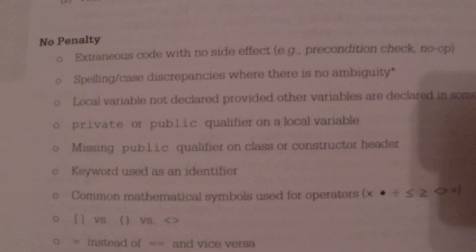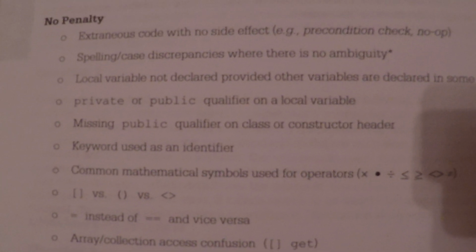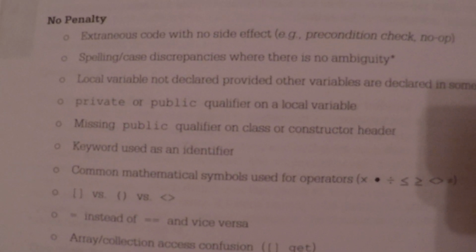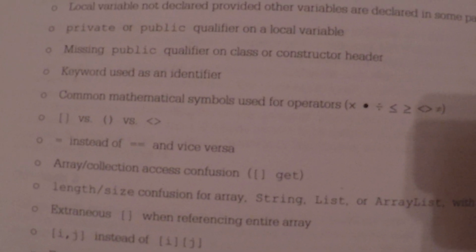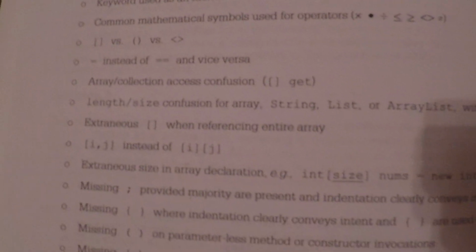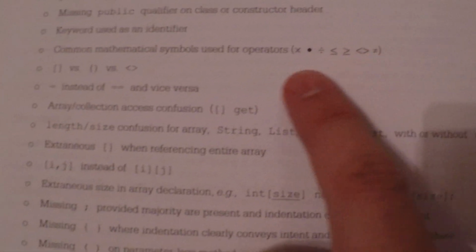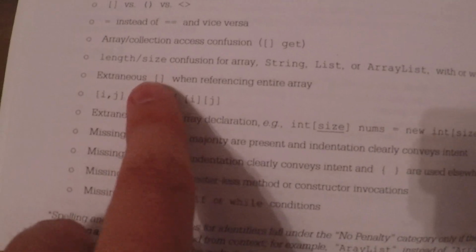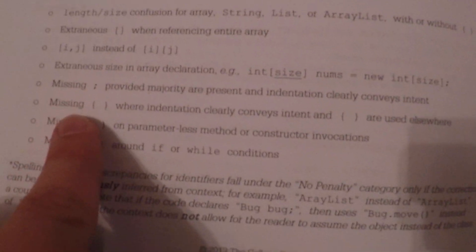Extraneous code with no side effects, like a precondition check, something like that, you're not going to get a penalty. Spelling or case discrepancy where there's no ambiguity, that is to say it's obvious what you meant, like you forgot to capitalize a word. Public or private, you forget to put it in properly. Mathematical operators, if you write these instead of the official Java ones, that's okay. If you use the wrong bracket, or equals instead of double equals, as long as it's really obvious. Using length and size for an ArrayList, again, as long as it's obvious.